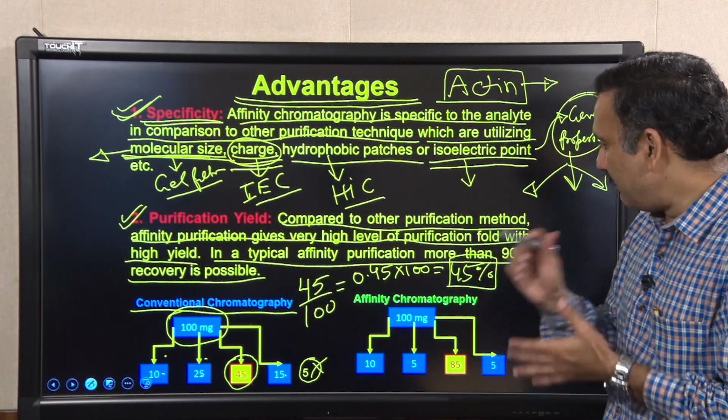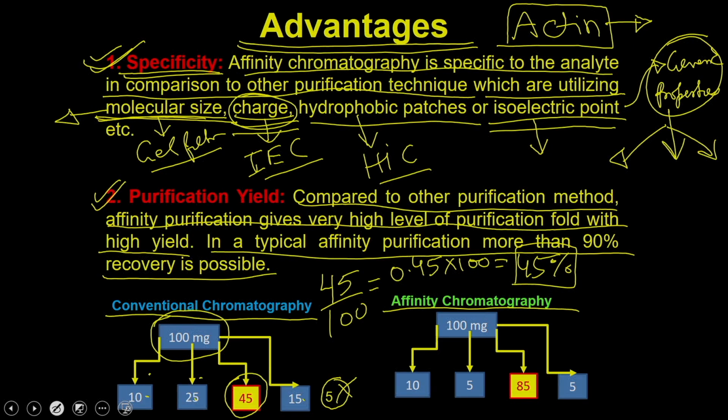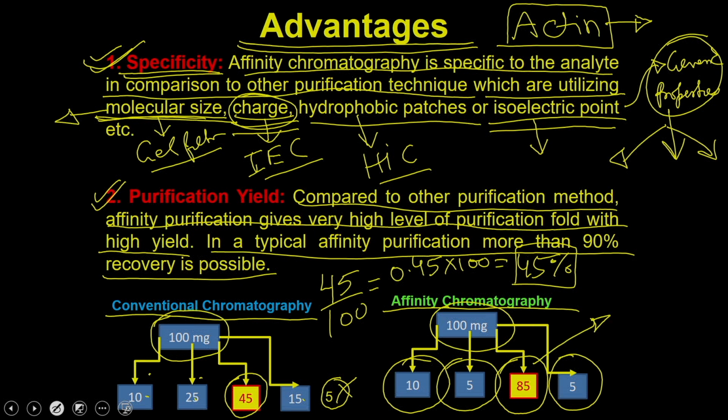For example, compared to that, if you go with affinity chromatography and you start with 100 milligrams of protein, it is still going to give you different fractions where your protein of interest is present, but the major chunk is going to be present in one fraction, and that is actually going to give you the purified protein.